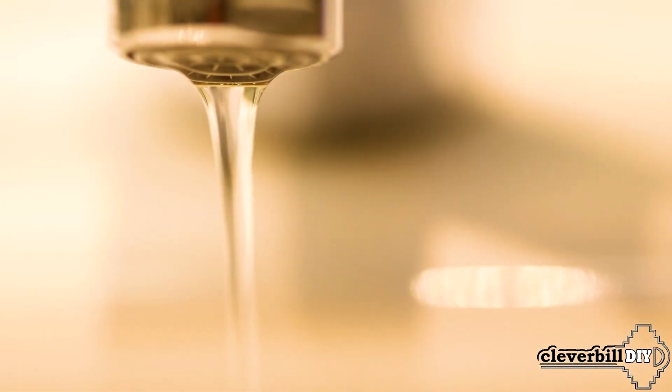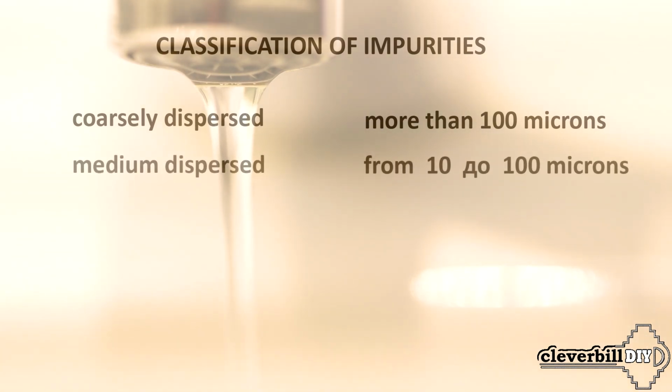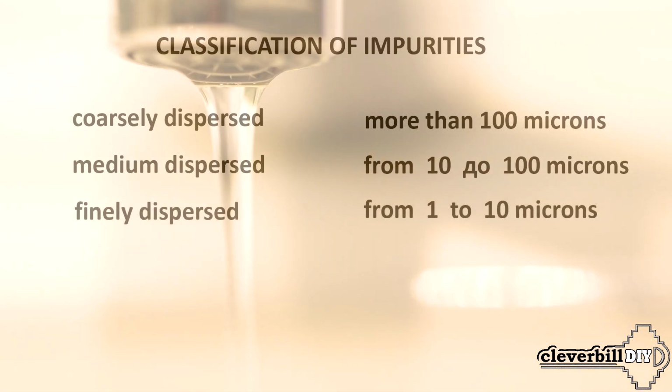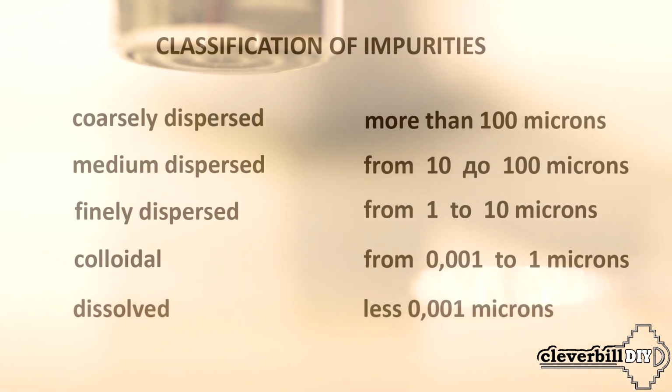Impurities contained in water are usually divided into 5 classes. Coarse, where the particle size can be more than 100 microns. Medium dispersed, with particle size from 10 to 100 microns. Finely dispersed, with particle sizes from 1 to 10 microns. Colloidal, with a particle size from 0.001 to 1 microns. Dissolved particles. Here the particle size is less than 0.001 microns.